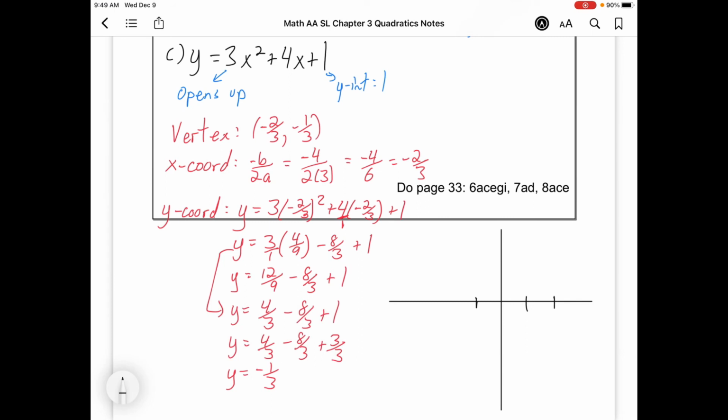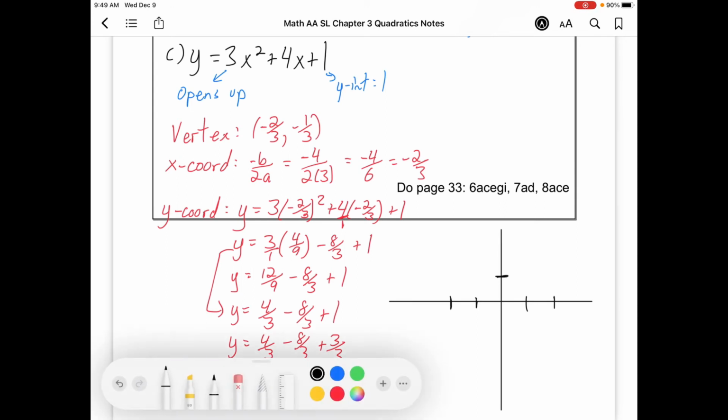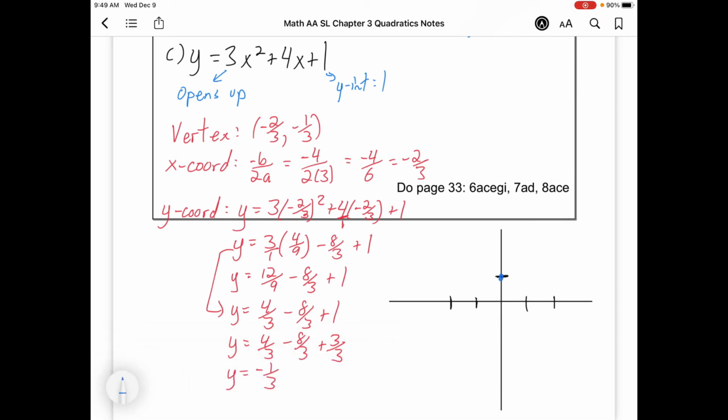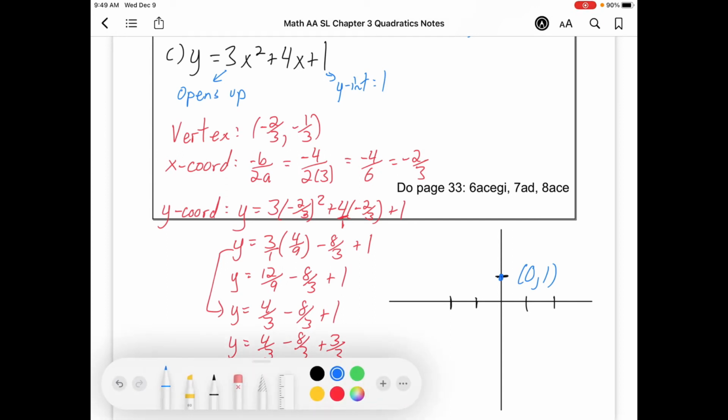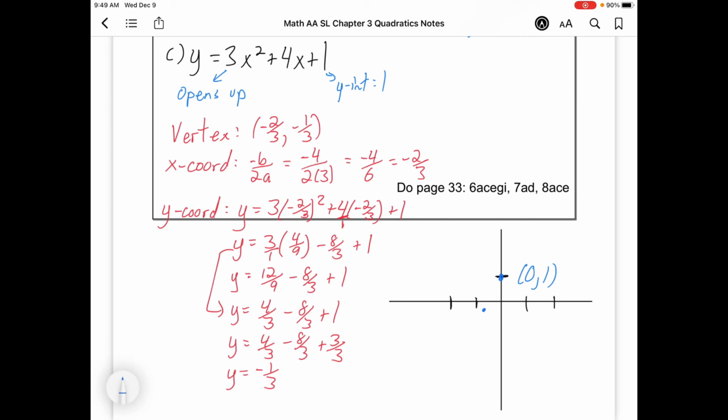So I'm going to make my scale kind of big here because I know I'm dealing with relatively small values. So here is my y-intercept at the point 0, 1. I have my vertex at negative 2/3, negative 1/3. Okay, so negative 2/3, negative 1/3, maybe about there. And I'll just make my parabola.